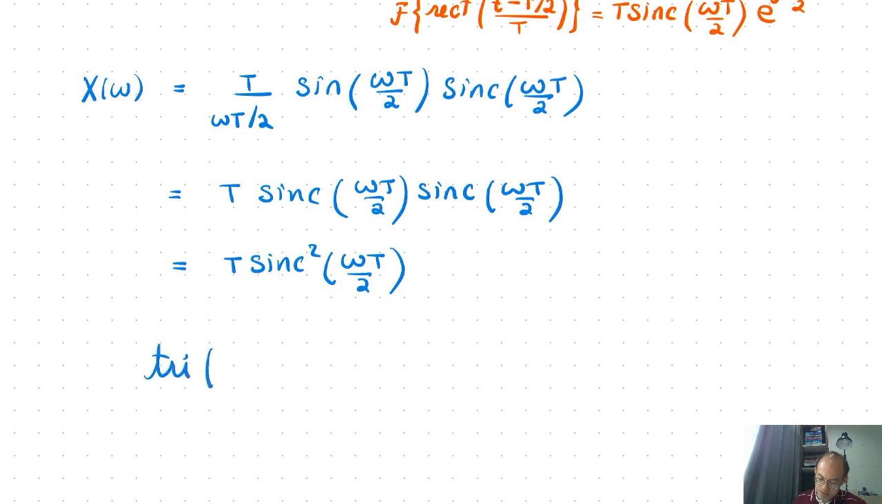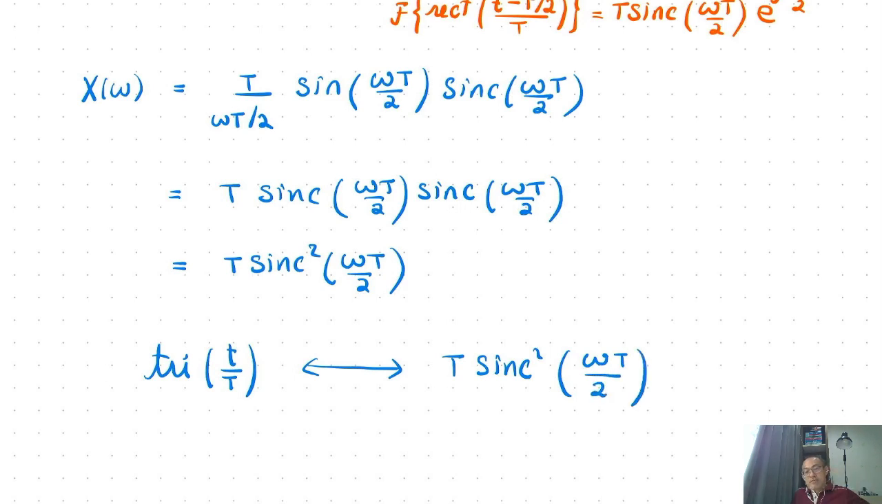So in conclusion, the triangular signal that goes to the left by big T and goes to the right by big T has a Fourier transform pair of T sinc squared omega big T over 2. Okay, so this is another Fourier transform pair that is obtained by using time differentiation.